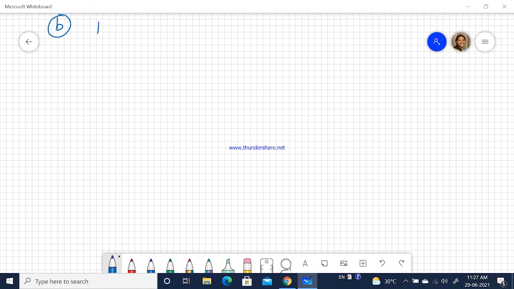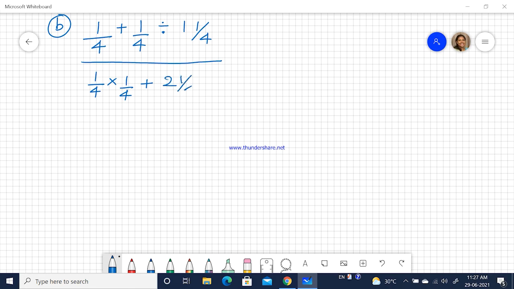It's asked to find 1 by 4 plus 1 by 4 divided by 1 and 1 by 4, whole divided by 1 by 4 into 1 by 4 plus 2 and 1 by 4. So whenever this big expression comes, you can consider this as a numerator and this expression as a denominator.